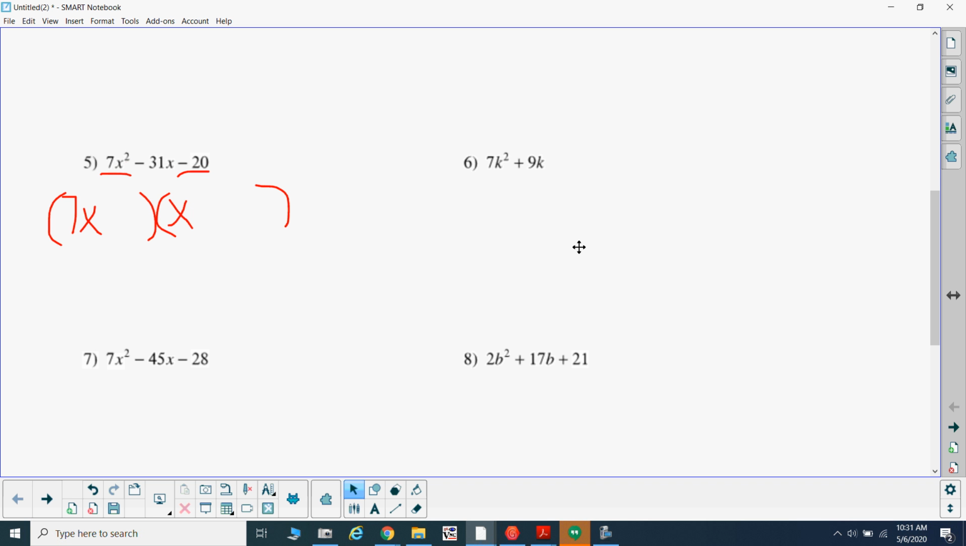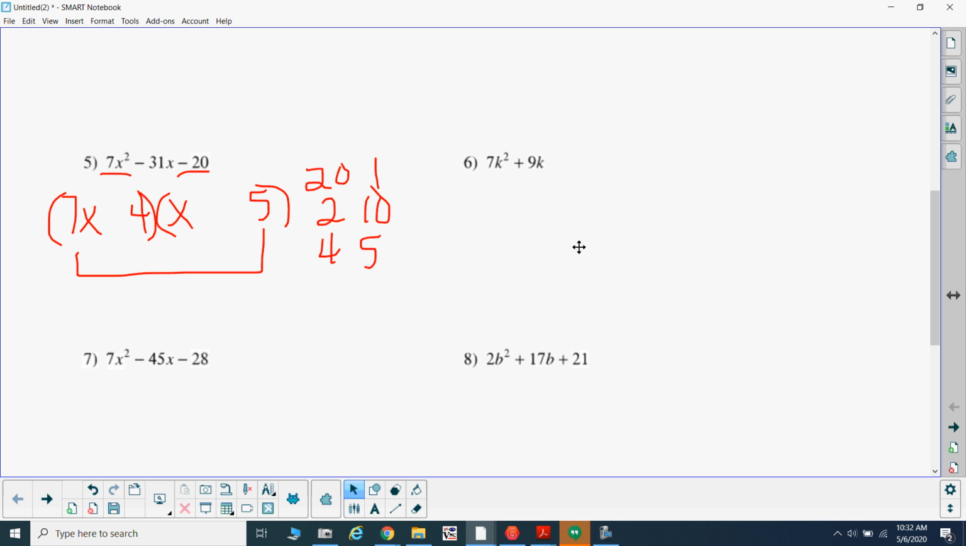Factors of, like the box method, actually, let's do this. We're looking for factors of negative 20. So I have 20 and 1. I have 2 and 10. I have 4 and 5. So basically, what you do is things like this. You guess and check, kind of.